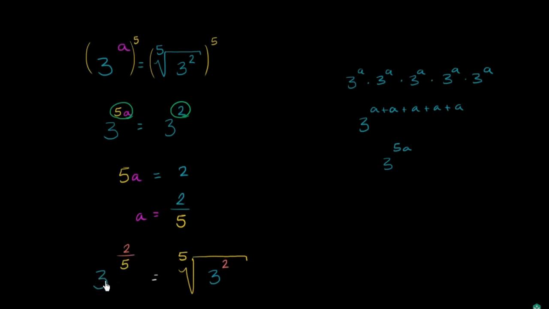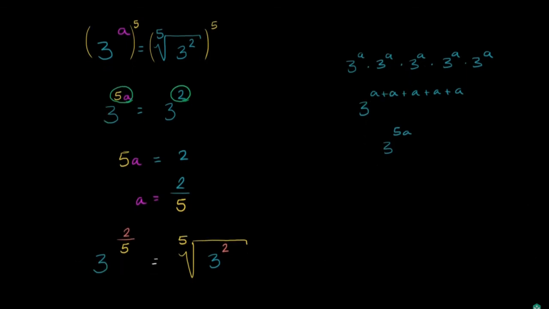Notice, take this 3, take it to the second power, and then you find the fifth root of it. Or we could, if you use this property that we just saw right over here, you could rewrite this as 3 squared, and then you raise that to the 1/5 power. We saw that property at play over here. You could just multiply these two exponents. You'd get 3 to the 2/5 power, and that's the same thing as 3 squared, and then find the fifth root of it.